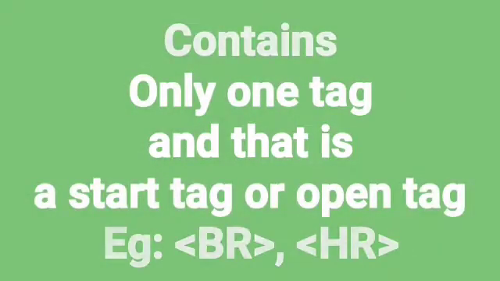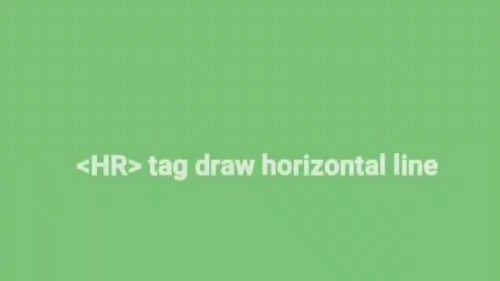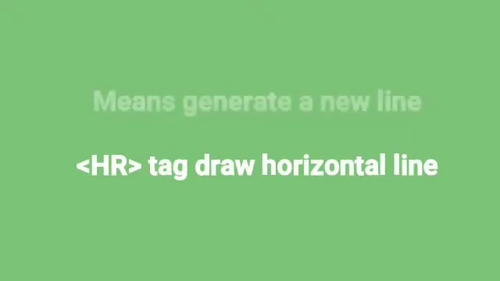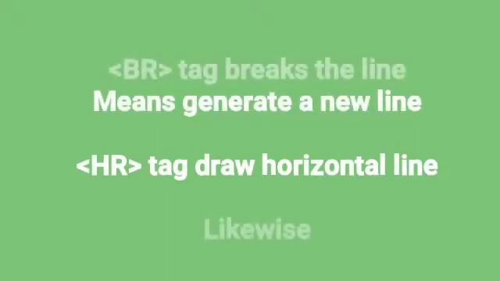So BR contains only start tag, angular bracket start. You will write BR and then angular bracket end. That's it. It gives you output also. One single tag, which is open tag, gives you output. BR means it breaks the line. Whenever you write BR, it takes you to the new line. That is, BR breaks the line.